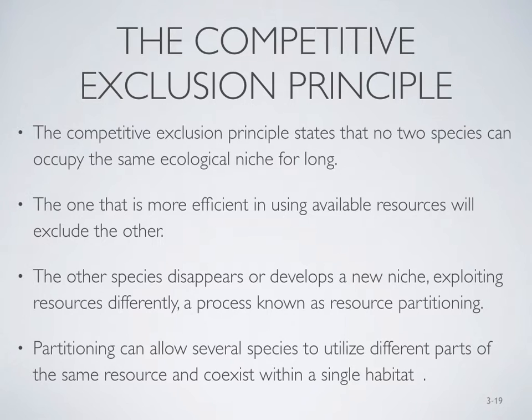Partitioning can allow several species to utilize different parts of the same resource and coexist within a single habitat. A classic example of resource partitioning is that of woodland warblers, studied by ecologist Robert MacArthur. Although several similar warbler species foraged in the same trees, they avoided competition by specializing in different levels of the forest canopy or in inner and outer branches.